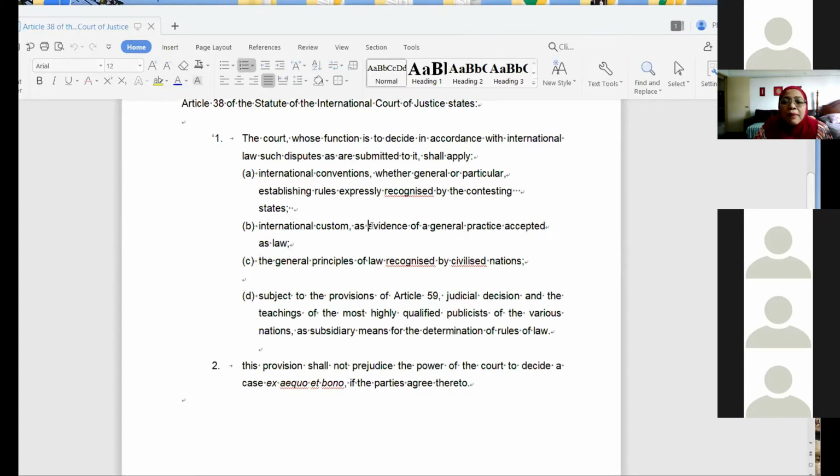Now, to become evidence, that customary practice must be practiced by the state, not practiced by the people. In order for customary international law to be established, it must be a customary practice by the state. Or in other words, it must be a state practice. The words state practice, that's the first one.